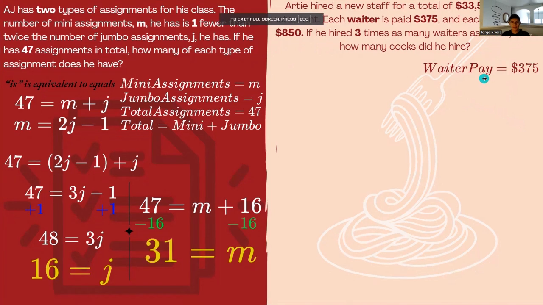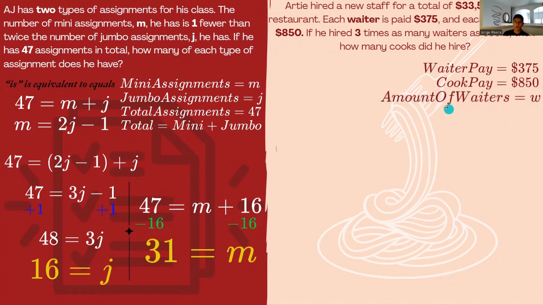So first of all, before we get into any of the mumbo jumbo, let's establish our variables, right? So waiter pay is equal to 375, cook pay is equal to 850. Amount of waiters, we're going to set this equal to W, and amount of cooks we're going to set equal to C, variable C. And so the total money that he spent is going to be 33,575, right? So 3 times as many W as C.